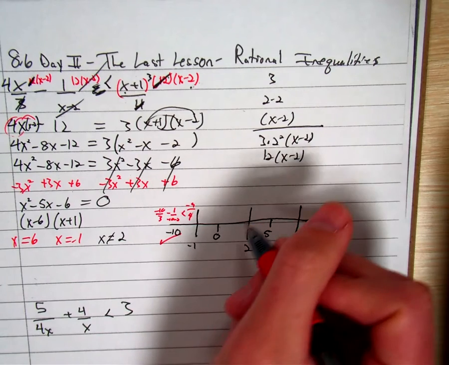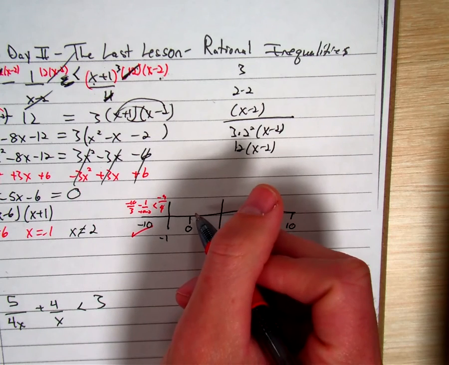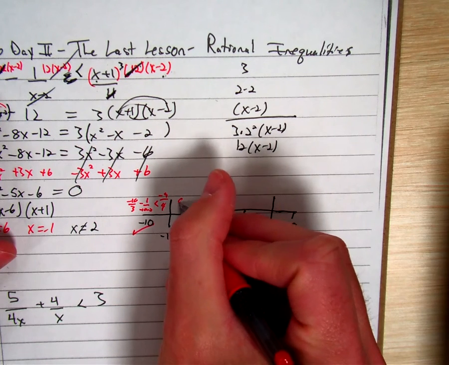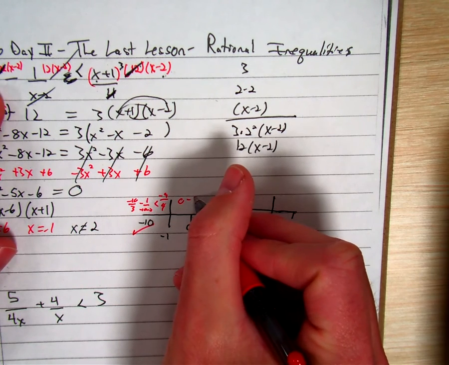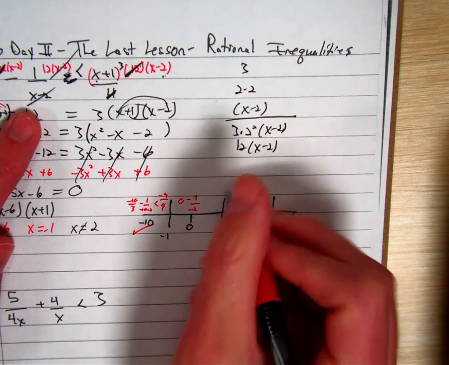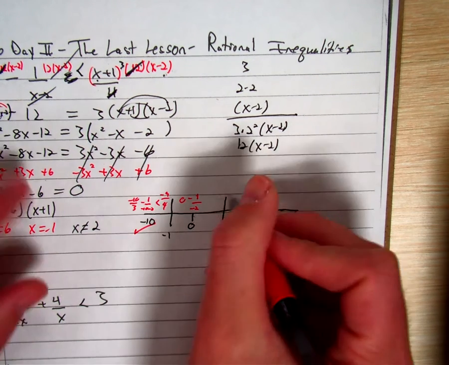So it's going to be less than negative 1. That's going to be part of my answer. Testing out 0. What happens if we put 0 in? 0 over 3 is 0. Minus 1 over 0 minus 2, so negative 2. So minus a negative, so it's going to be a positive half.